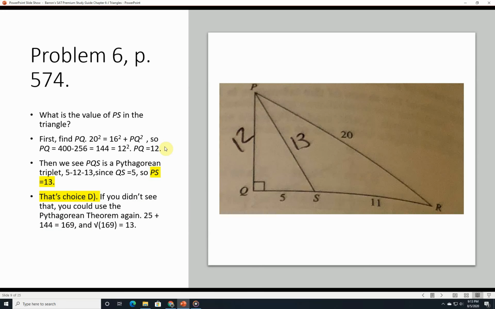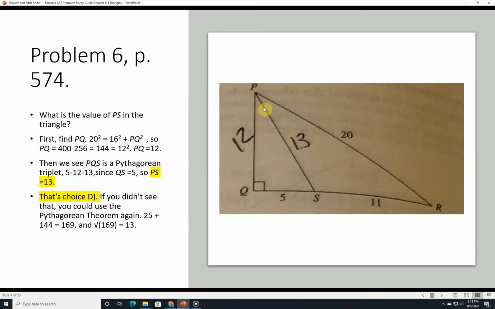Problem 6. What is the value of PS in the triangle? Well, we know that this is 5, we know that this is 11, and we know that that's 20, and we know it's a right triangle. This is obviously the hypotenuse, the side across from the right angle, it's the longest side. So 20 squared is 400. And 11 plus 5 is 16, so 20 squared is equal to 16 squared plus PQ squared. So that's going to be 400 minus 256 equals 144, which we know is 12 squared. So PQ is 12. Are we done?